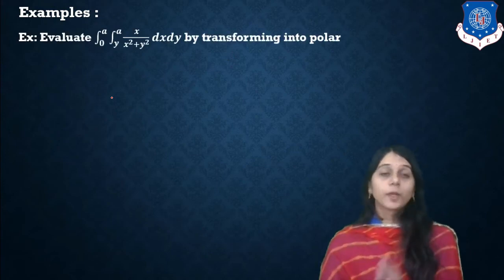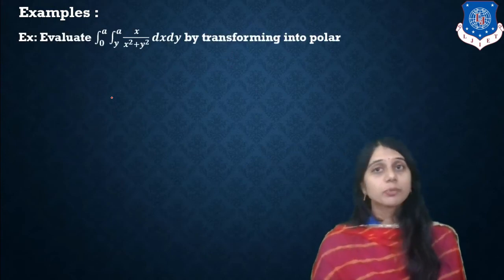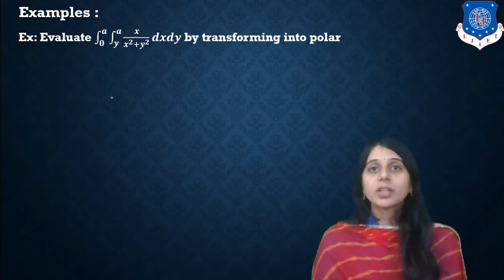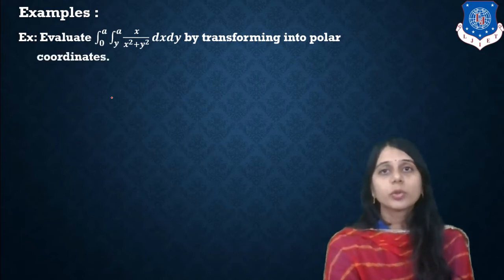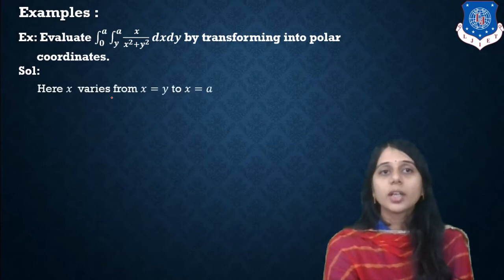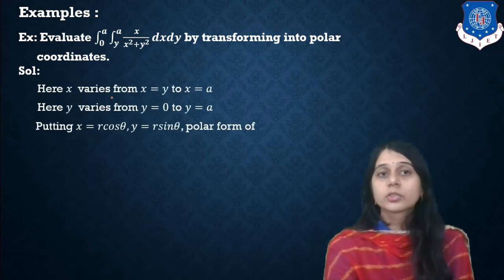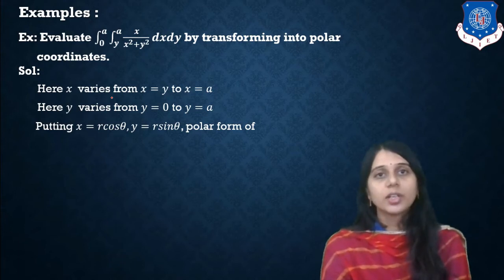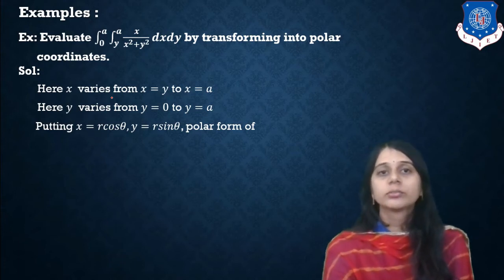Next example: the integral from 0 to a, y to a, of x upon x square plus y square dx dy, by transforming into polar form coordinates. Now we are taking x from y to a and y from 0 to a. So what is x? x is r cos theta and y equals r sin theta.